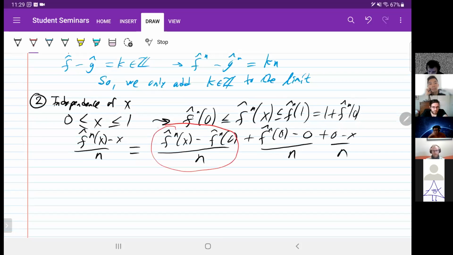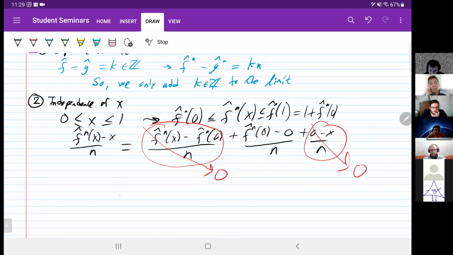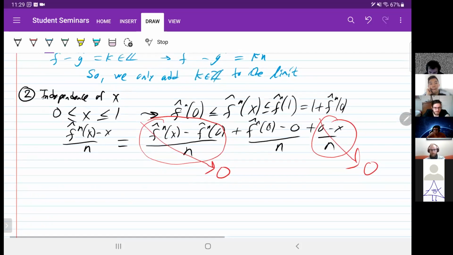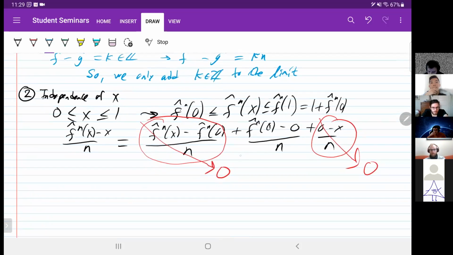This fraction, the numerator is bounded by 1 by what I just wrote above. Divide by n goes to 0. This fraction, the numerator just doesn't depend on x. Divide by n goes to 0. So that means that if I take the limit, in the limit, the only 2 terms which matter are this one and this one. And so they have the same limit.